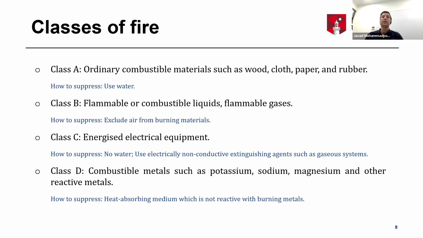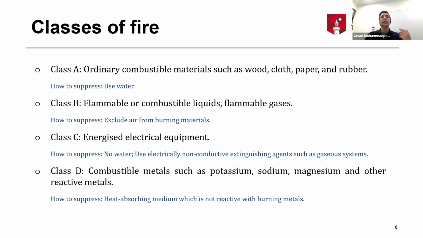Class B is flammable or combustible liquids or flammable gases. So here you are not allowed to use water. Instead, you just need to exclude air from the burning material. Just reminding you, we have three elements. So here, if you can exclude the air, I mean you can reduce or exclude the oxygen portion, you can suppress this class of fire.